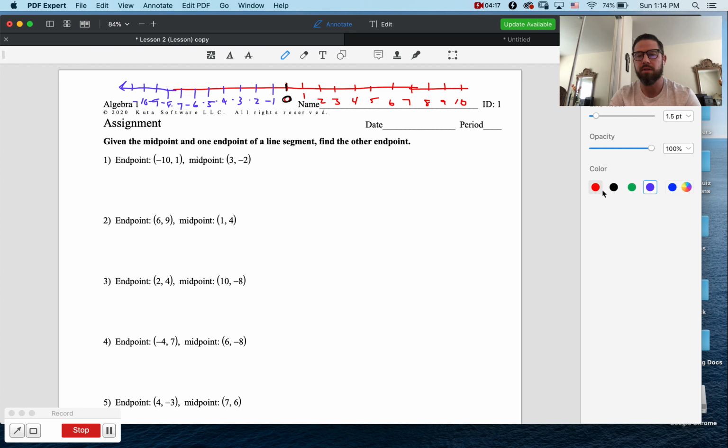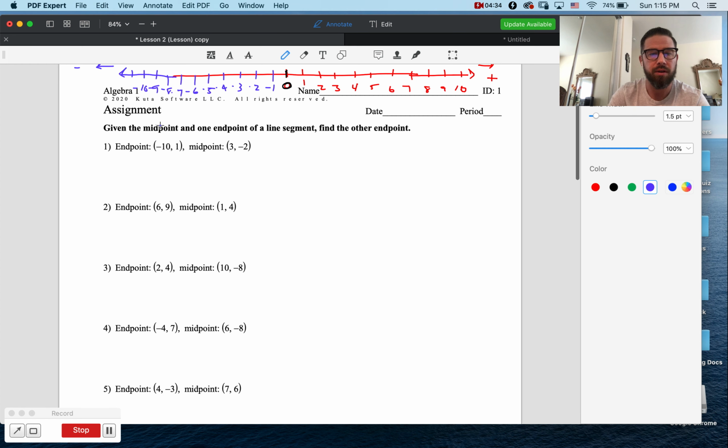You might be thinking I'm a little crazy doing this number line at the top, but it's going to help you so much. Now remember, if we're moving to the right, it's plus. If we're moving to the left, it's minus. So look what we're doing here. They say, given the midpoint, I gave you the midpoint, and I gave you an end point. I want you to find the other end point. So we're going to put the end point right here. If you don't have the notes, copy the problem from number one down. If you do have the notes, you're ready to go.